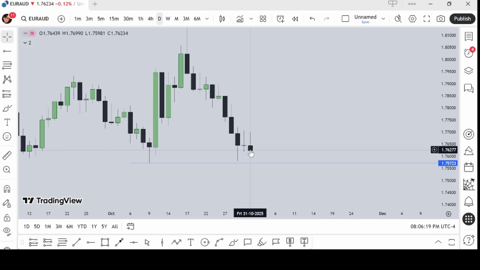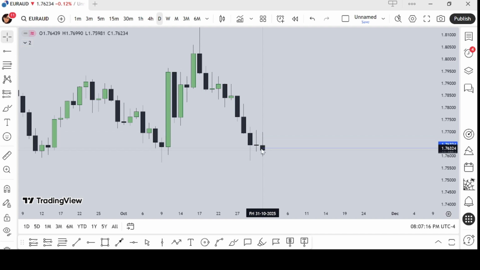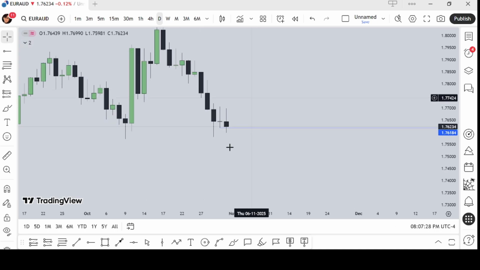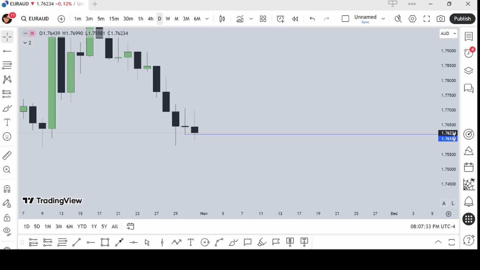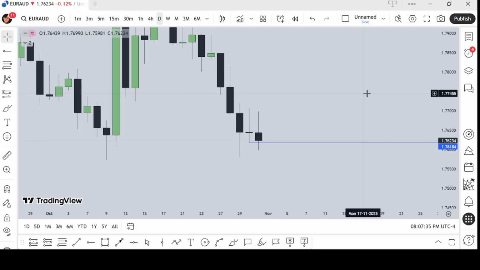Now, how can you frame a setup on Friday? It's very important to understand that. Remember, we are bearish on the weekly time frame. How can you take trades knowing your bias, for intraday traders? Let me just walk you through Friday price action.